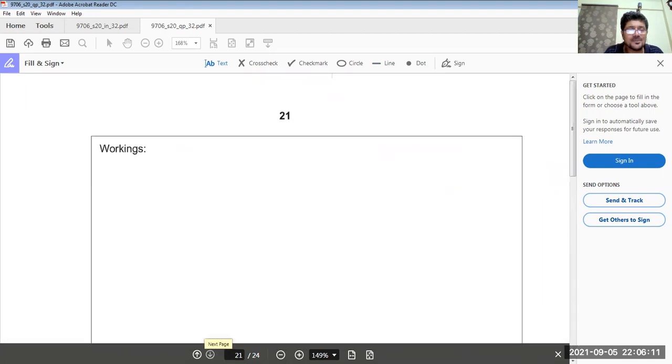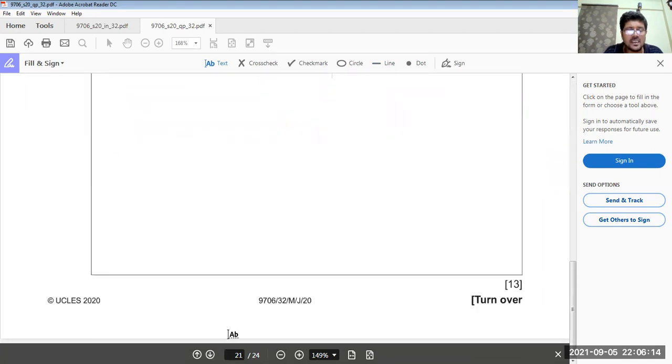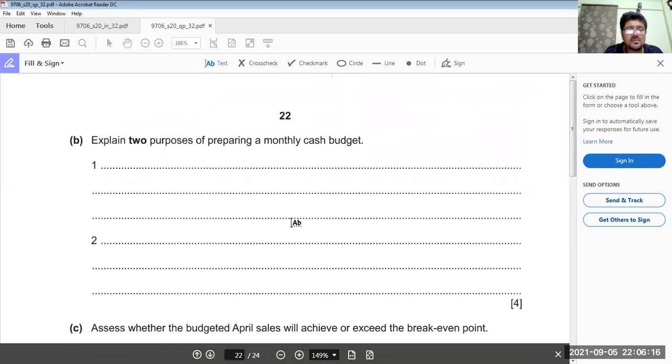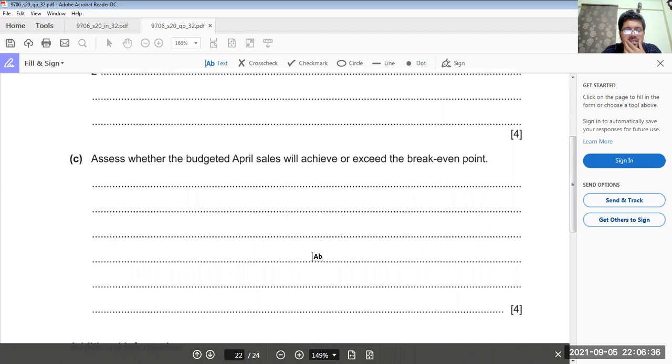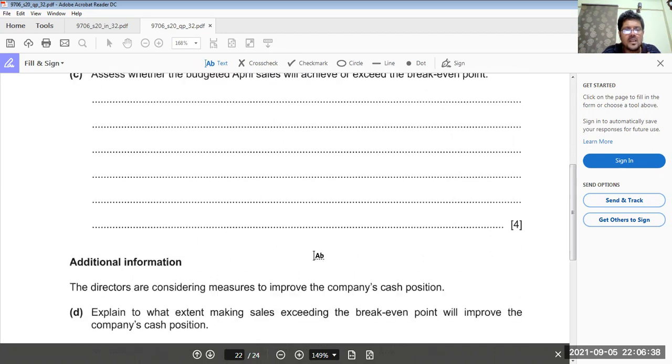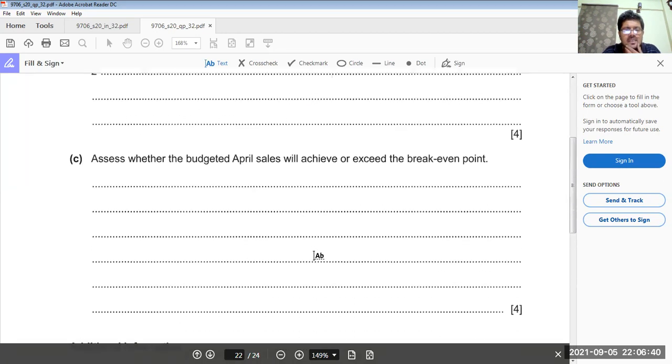Next part, sorry. Place for working. You can use it as working. Okay. For the purpose of preparing a cash budget. Now, if you prepare a cash budget, what will happen? We will be in a position to know the cash deficit or cash surplus. And we can coordinate our cash inflow and outflow. Whether the April sales will achieve or exceed the break-even point.